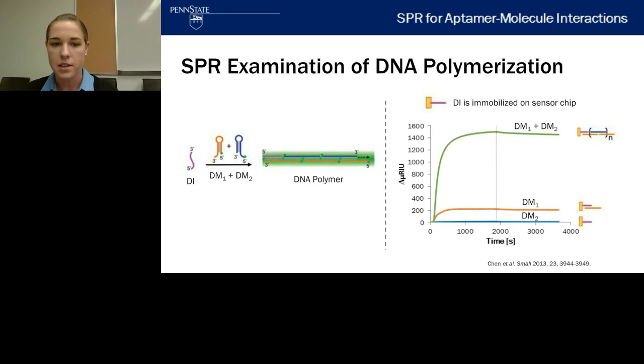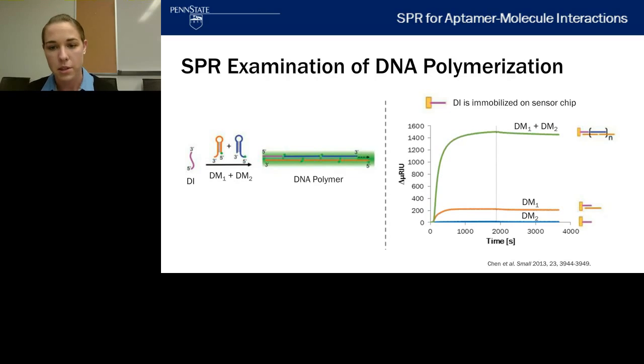DM1 is able to bind to the initiator and change the conformation from a hairpin structure, as shown on the left, to a linear structure. In this case, the linear structure serves as an initiator for the hairpin structure of DM2 to open to a linear structure, which initiates DM1. So this will alternate sequentially to form a DNA polymer.